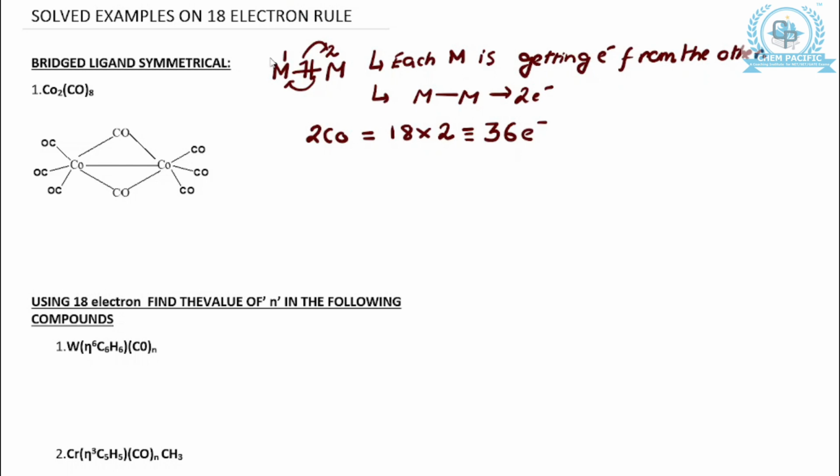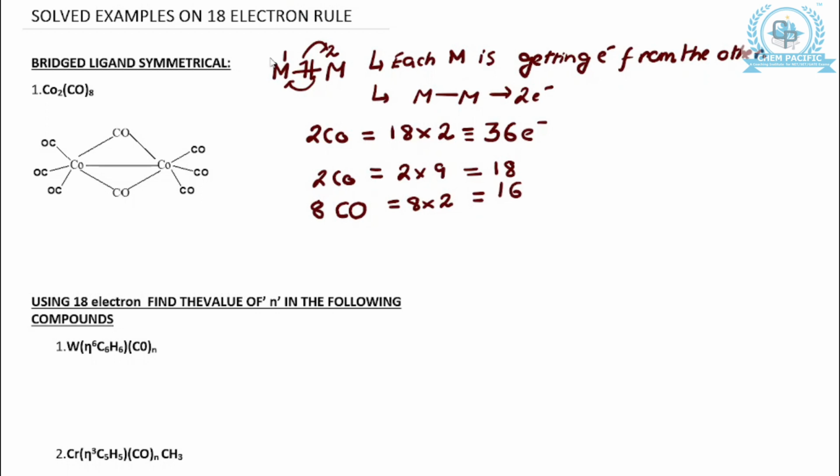Now let's see how many cobalt you are having. Two. Each cobalt has 9 valence electrons, so 2 into 9 is equal to 18. Now see students, overall you are having 8 carbonyls. This is a very convenient method. When you calculate overall, there is no need to differentiate bridged and terminal ligands, because each carbonyl always contributes 2 electrons to the overall complex. So there are 8 carbonyls, and each CO is a 2 electron donor, so this is equal to 16.